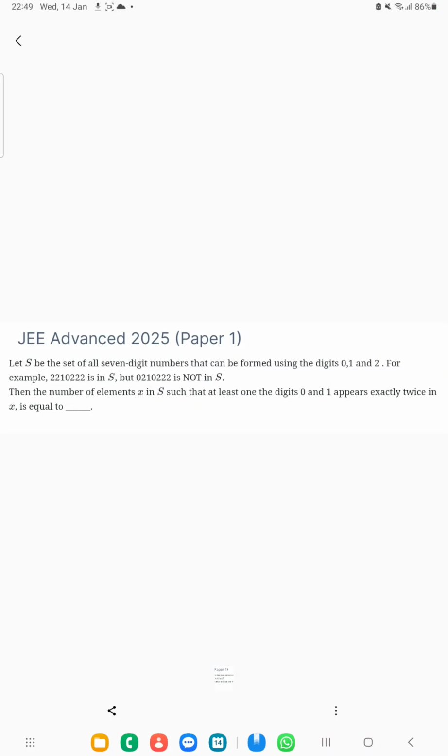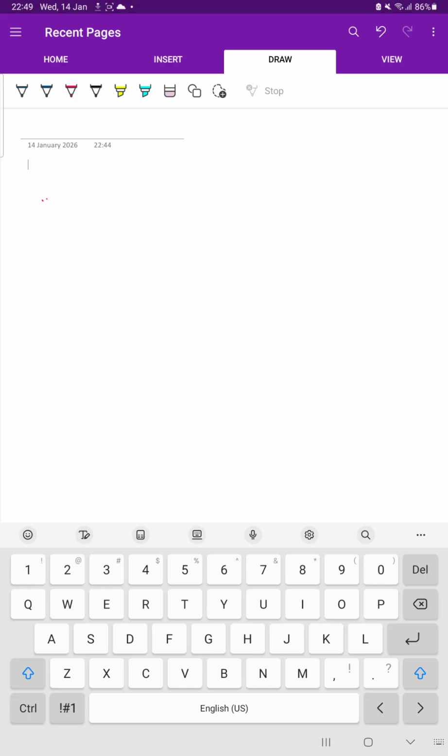So this is the JEE Advanced question, paper 1 2025 on permutations and combinations. You can pause the video to read the question. Now let us solve the question.